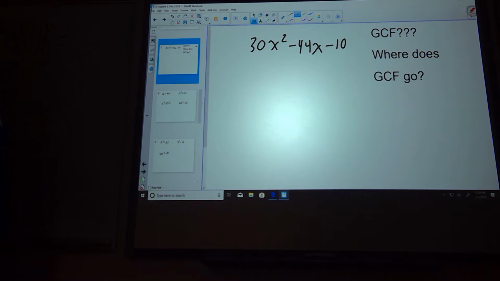All right. This one says, hey, 30x squared minus 44x minus 10. Greatest common factor? 2. I like it.